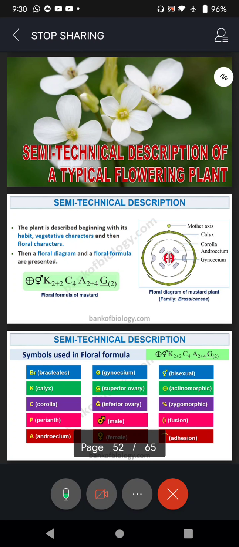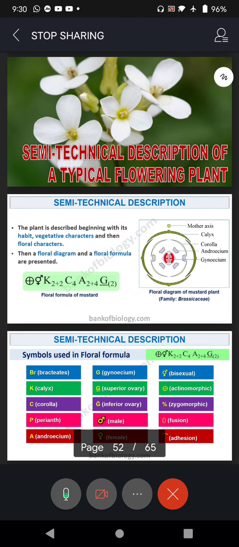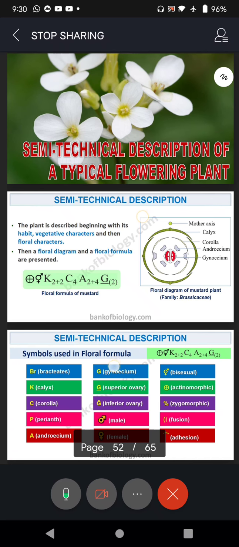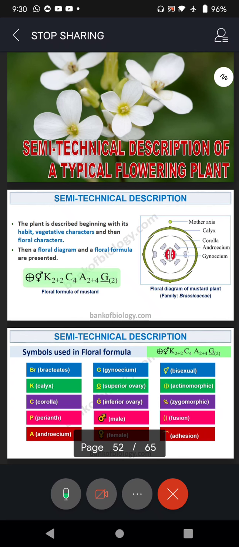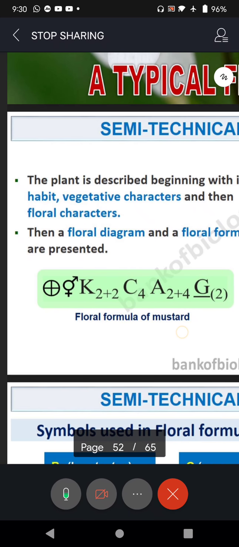Welcome back to another session on chapter number 5, Morphology of Flowering Plants. In that, we were talking about how to describe a flowering plant in brief. And the very description in brief would be through two forms. Form number 1 is floral formula. So we are using some abbreviations, and through these abbreviations we are expressing the characters of the plant like this.